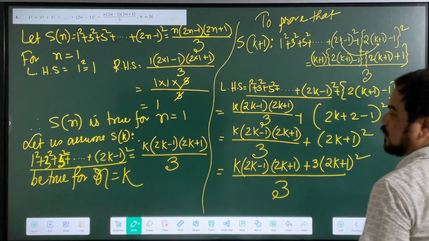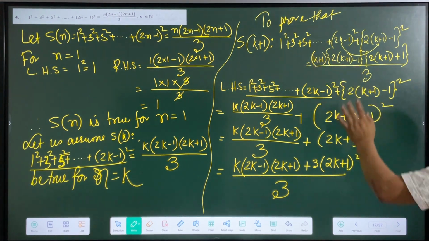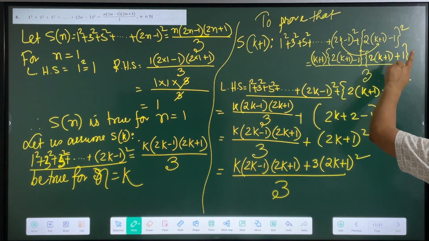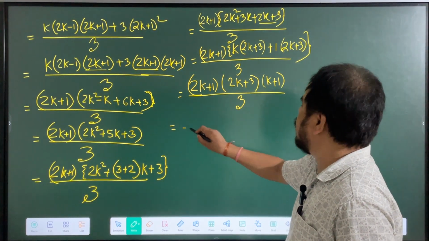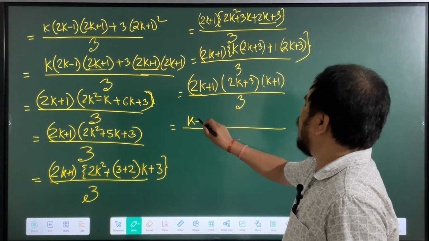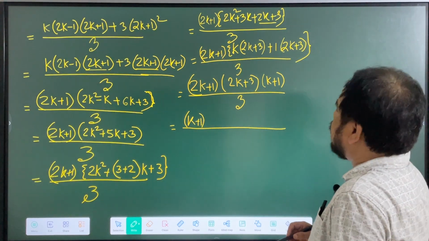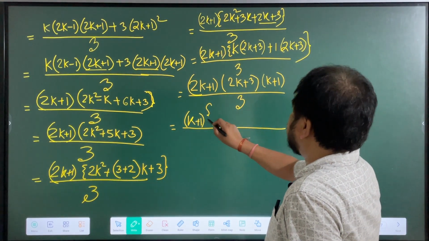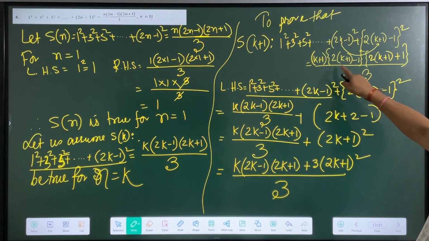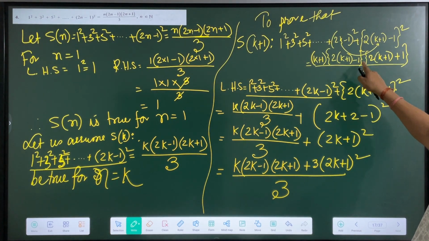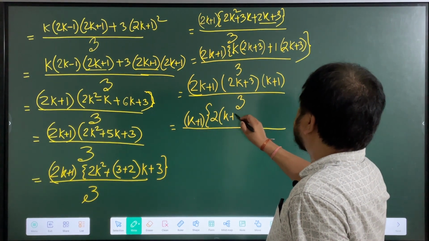Let us see right hand side, what is there. First k plus 1 is there. So we will write first k plus 1, then minus plus. Let us write k plus 1 first, because in right hand side there is k plus 1. Next, this is right hand side. 2 into k plus 1 minus 1. 2 into k plus 1.